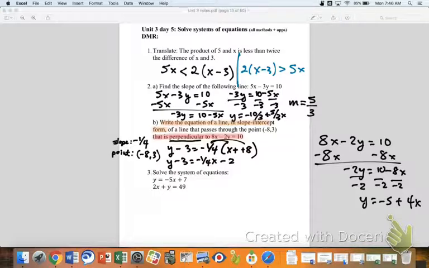You guys okay with 1/4 times 8 is 2? Like 1/4 of 8 is 2? Yeah. And then I just add that 3 over. And here's my final equation. y equals negative 1/4 x plus 1. That's the equation of my line that goes through that point and is perpendicular to that other line.